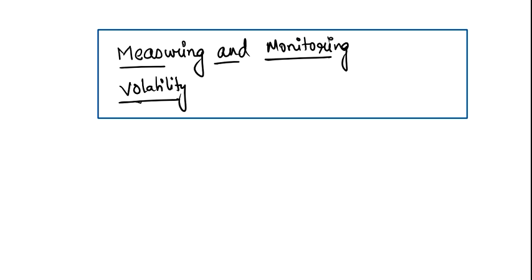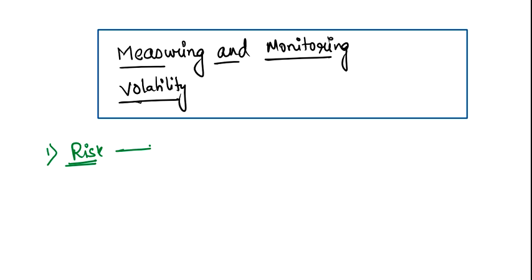Hello everyone, we are now starting with the new topic from our Valuation and Risk Models book, that is measuring and monitoring volatility. So till now, what we have done, let us understand the whole theme in which we are at present. First of all, we have seen the measures of financial risk, meaning we want to quantify the risk. This is the first topic.